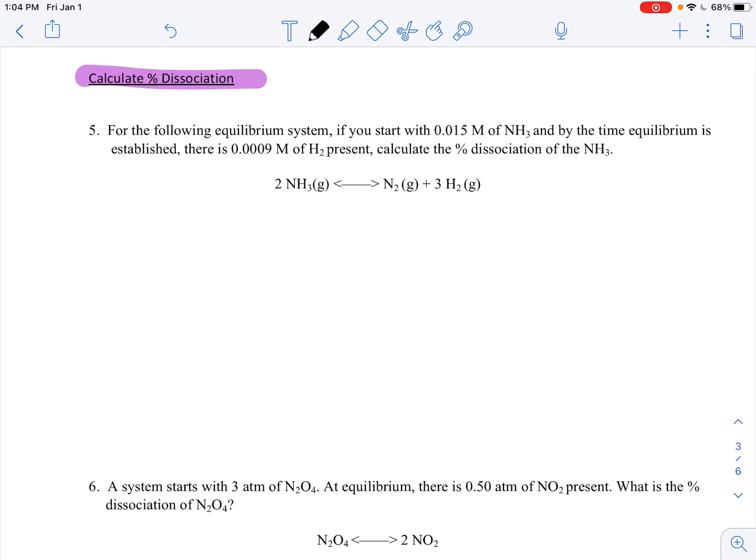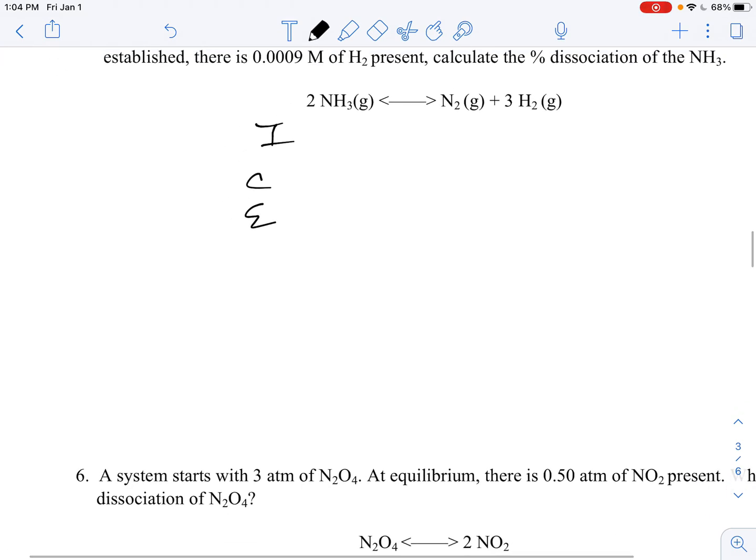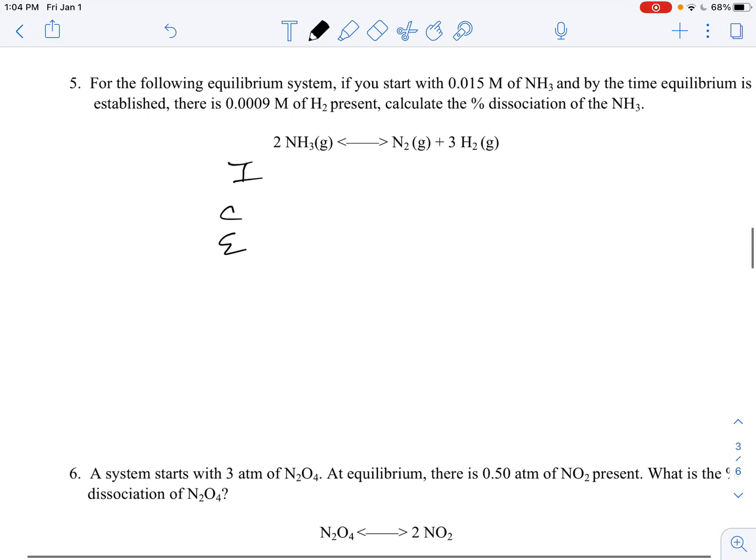All right. What about the next one? What if they ask you to calculate the percent dissociation? Now this is the same exact thing, except what they're going to do is they're going to actually ask you to calculate what the percentages are, rather than giving you those percentages. So all these problems are set up the same way. I got an I, I got a C, and I got an E that's there.